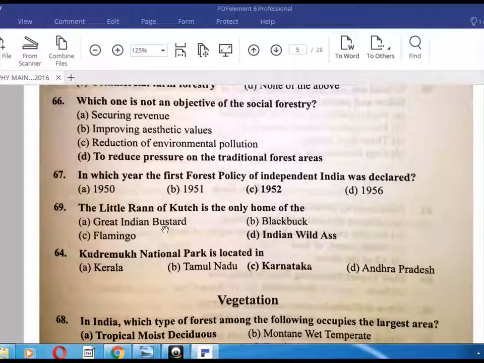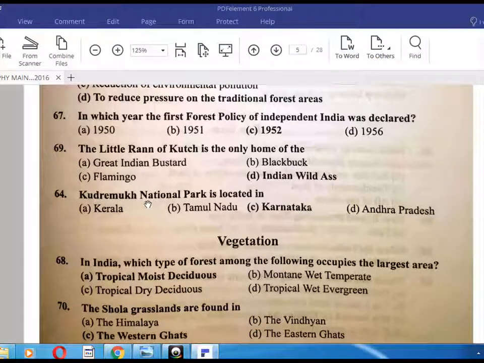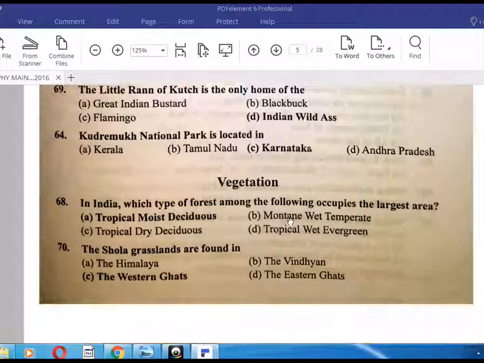The Little Rann of Kutch is the only home of the Indian wild ass. Rudramukh National Park is located in Karnataka, in India. Which type of forest among the following occupies the largest area? Tropical moist deciduous. The shola grassland is found in the Western Ghats.